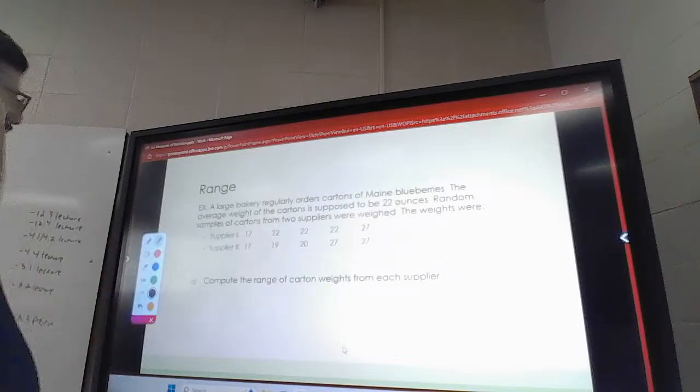Here's another example. A large bakery regularly orders cartons of Maine blueberries. The average weight of the cartons is supposed to be 22 ounces. Random samples of cartons from 2 suppliers were weighed. Here are the weights below. So compute the range of carton weights from each supplier.